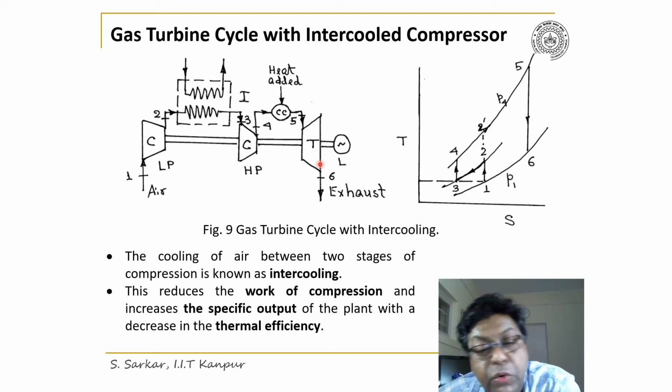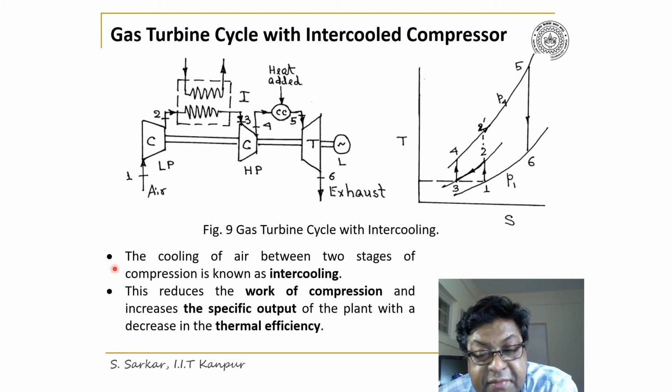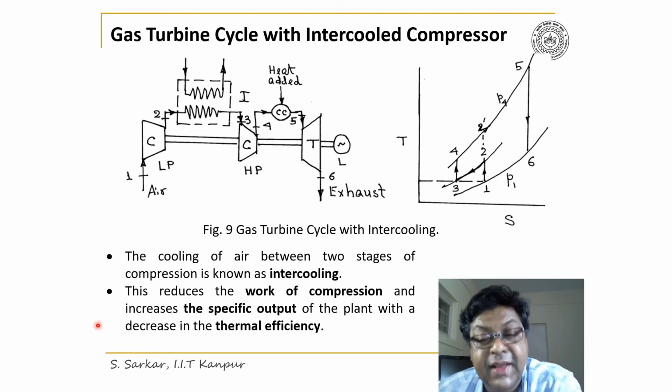And the turbine work output has been divided. One part runs the compressor, another is utilized to generate electricity. Thus, the cooling of air in between two stages of compressor is known as intercooling, and this intercooling reduces the work of compression, and thereby it increases the specific work output of the cycle with a decrease in thermal efficiency. So here also, specific work output increases while the thermal efficiency decreases.